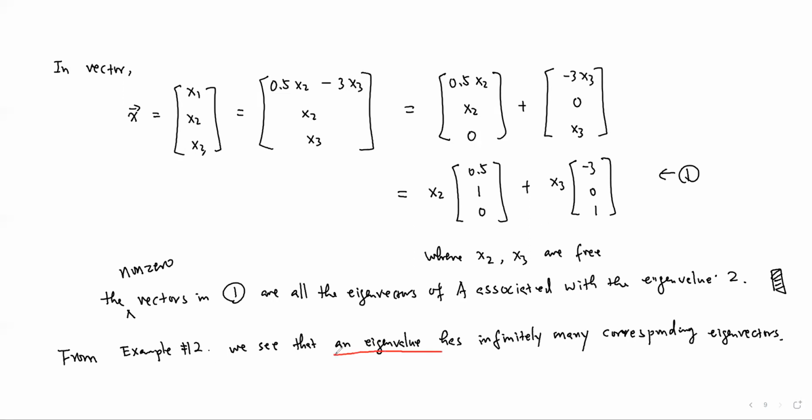An eigenvalue has infinitely many corresponding eigenvectors. Now let me put all the corresponding eigenvectors together to form a set. This is a definition.